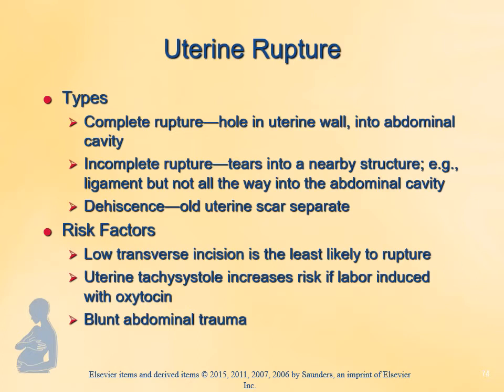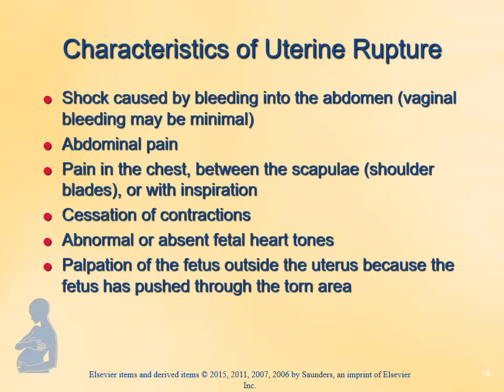So risk factors for a uterine rupture include a previous scar on the uterus. Of course, that's going to be the easiest to tear open. It can also happen if we cause too many contractions, maybe if we're giving medication like Pitocin to give her contractions, and if we're giving too much of that, it can cause the uterus to rupture. Also, blunt abdominal trauma can sometimes cause that uterus to rupture as well. So things like car accidents or a fall can cause the uterus to rupture as well.